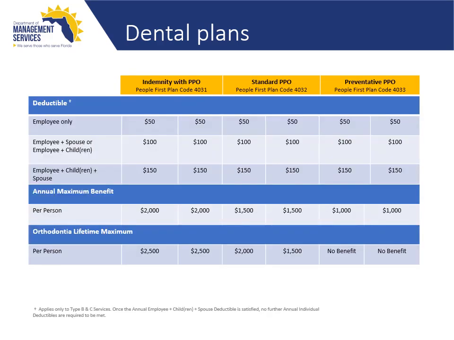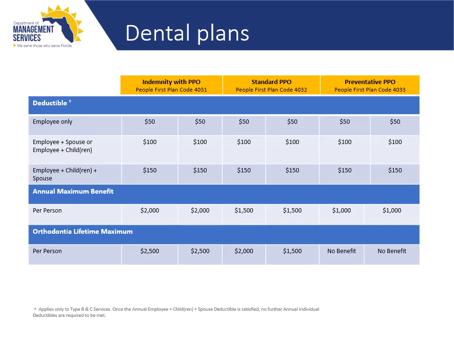Deductibles. For all plans, the employee-only deductible is $50. Employee plus spouse or employee plus children is $100, and family deductible is $150. Remember, for Type A services, the deductible does not apply.